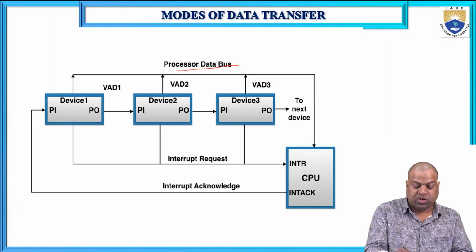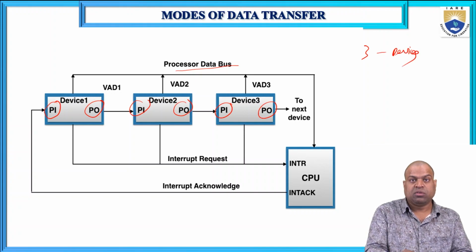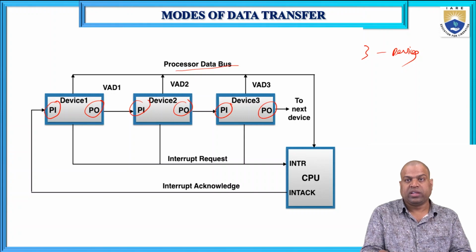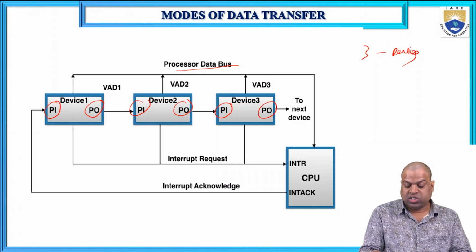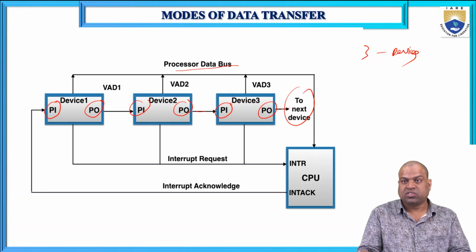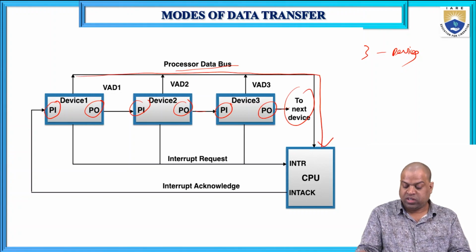Suppose I am taking device 1 with program input and program output, device 2 with program input and program output, and so on. How many am I taking here? 3 devices. Each device has a program input and program output like this. So here I am taking these 3, and then the next device. Device 1 to 2, 2 to 3, and 3 to the next device. So it is going from here to there.